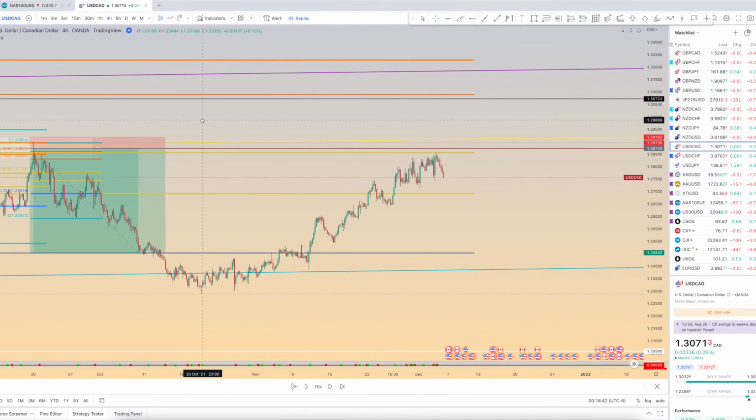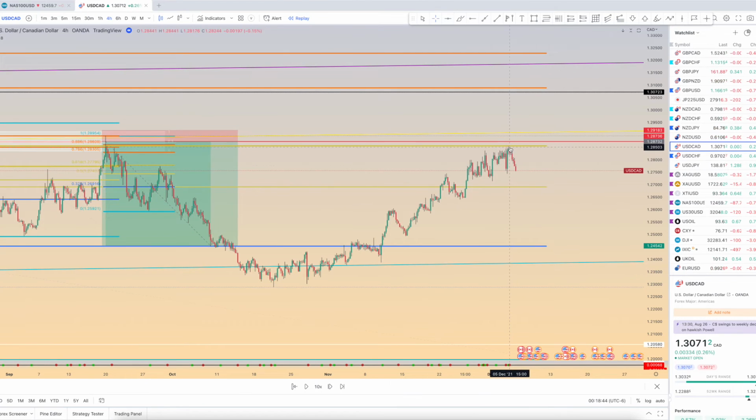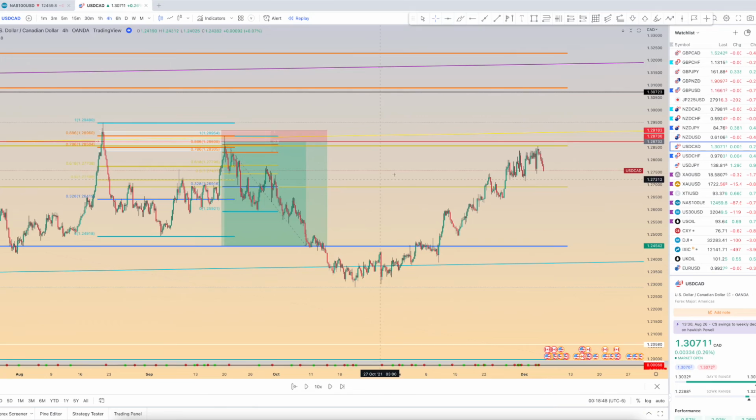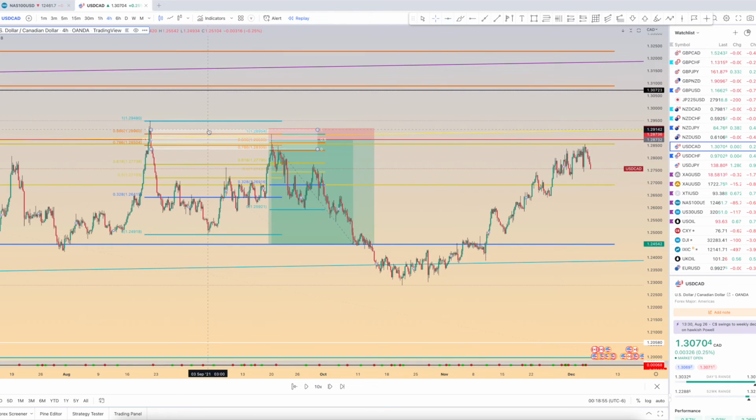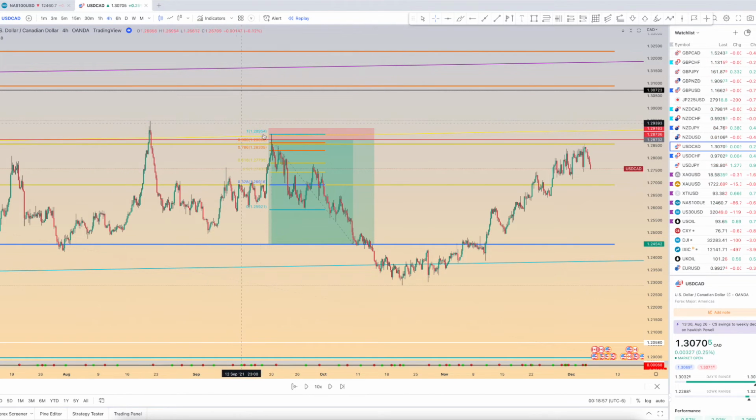Okay? So there's that, and you can see that it pulled up here, but not quite to the top. But look, another potential entry if you miss this one. Look, right here, right at the same point, right? What can we analyze from this wick? Because look, this wick was the significant factor.